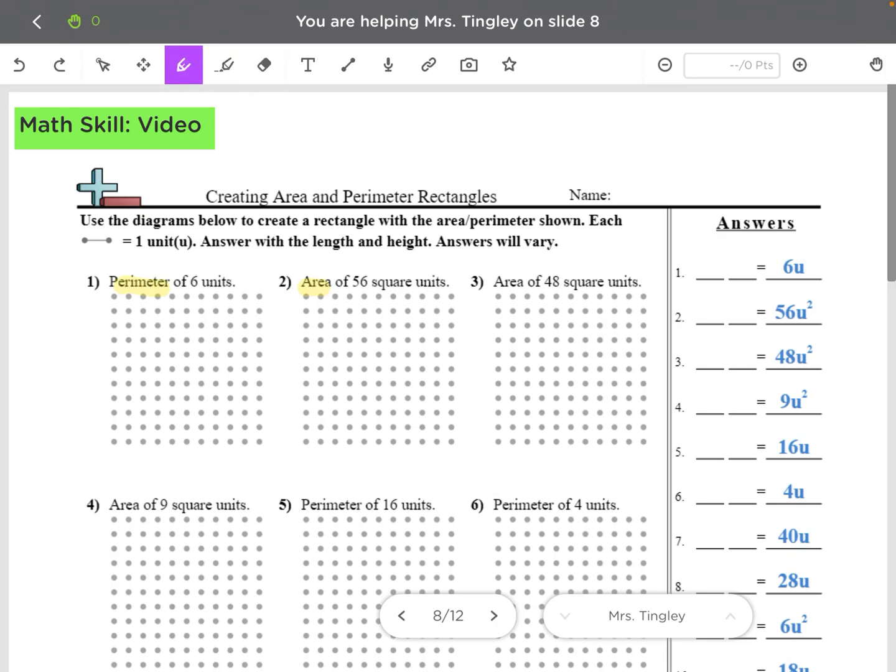Now, a quick reminder, and I want you to draw this up at the top, is that area is the inside, the measurement of the inside of a shape.